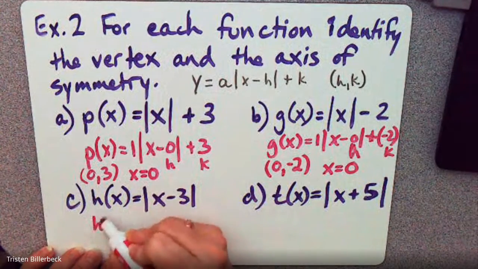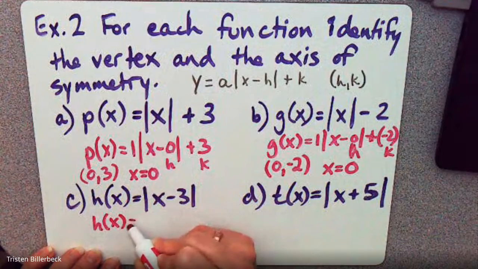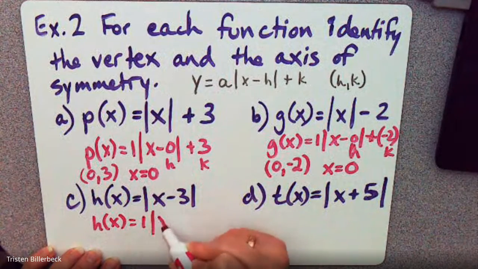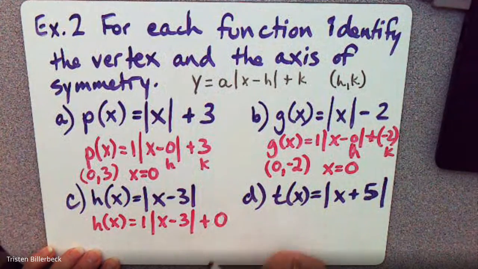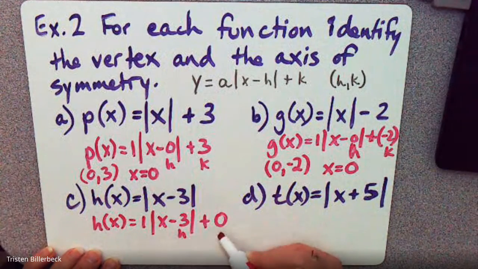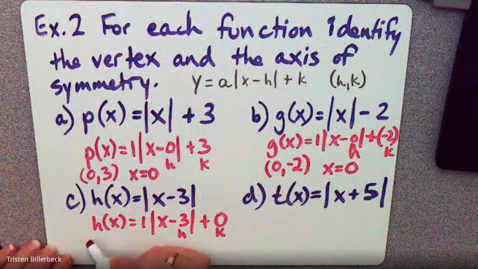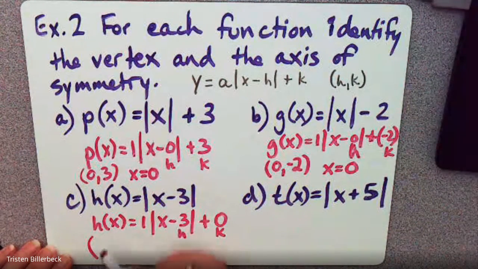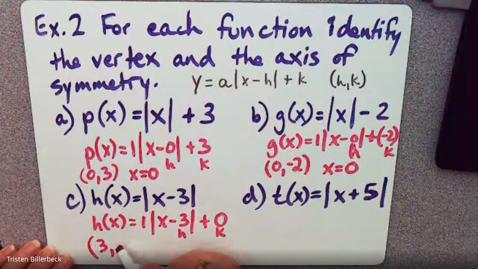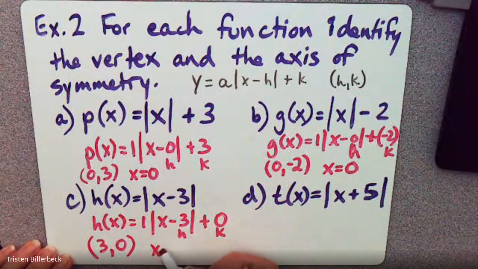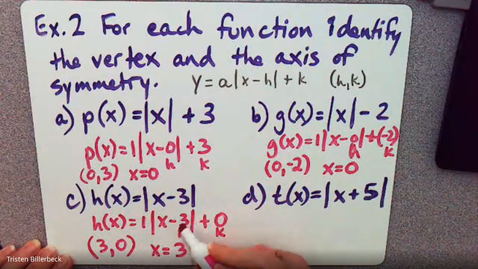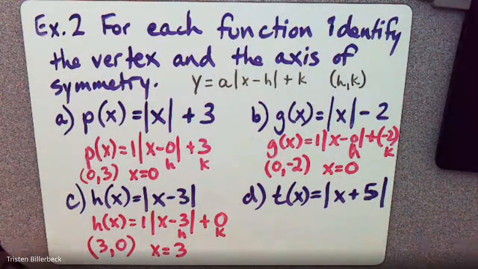So we have h of x equals 1 times x minus 3 plus 0. So our h is 3, and our vertex is 3, 0. Our axis of symmetry is x equals 3, because that's what h is.